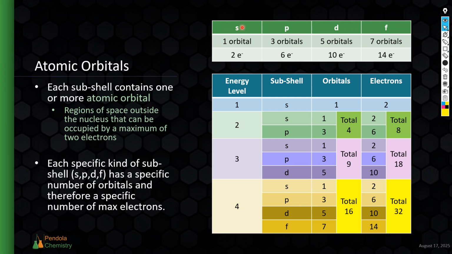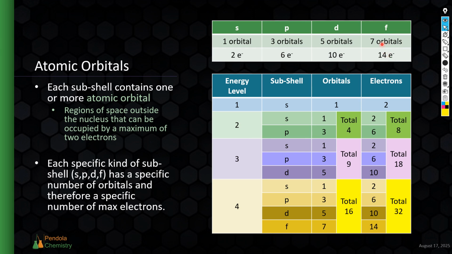The S sublevel can have one orbital, and because every orbital can have a maximum of 2 electrons, doesn't matter what kind of orbital it is, the S sublevel can have 2 electrons because it has one orbital. The P sublevel has 3 orbitals and therefore a maximum of 6 electrons. The D sublevel has 5 orbitals and therefore a maximum of 10 electrons. And the F sublevel has 7 orbitals and therefore a maximum of 14 electrons.